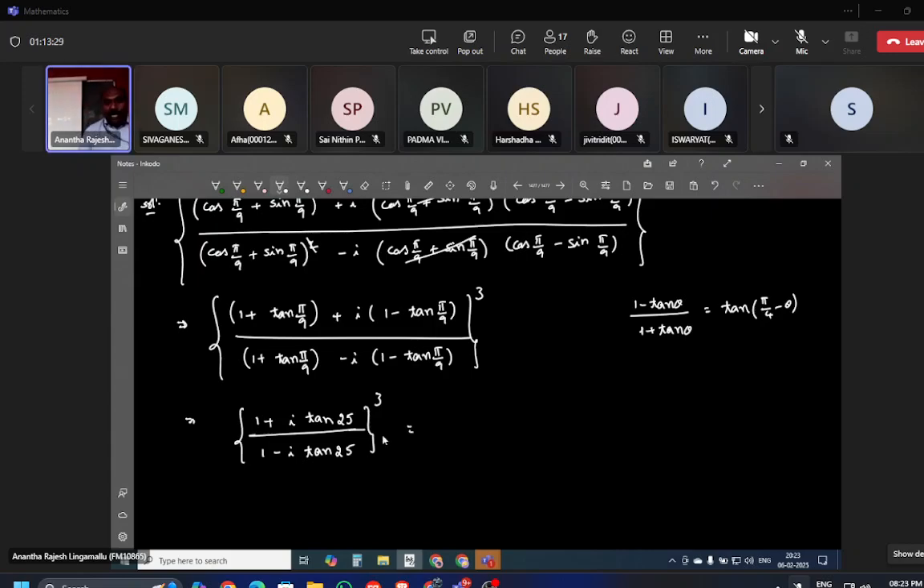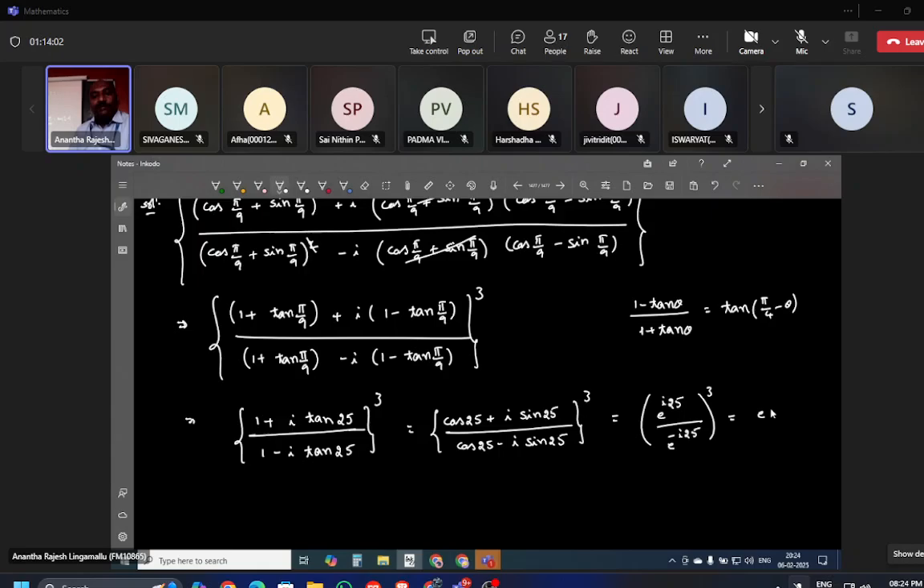Okay, very good. Now I will write tan as sin by cos. So here it becomes cos 25 plus i sin 25 divided by cos 25 minus i sine 25, whole cube. So what is the numerator? e power i 25. Denominator e power minus i 25, whole cube. That means what is the combined term? e power i 50, whole cube, right? That means e power i 150, which means cos 150. Final answer over.